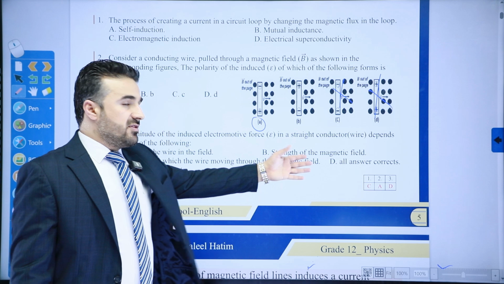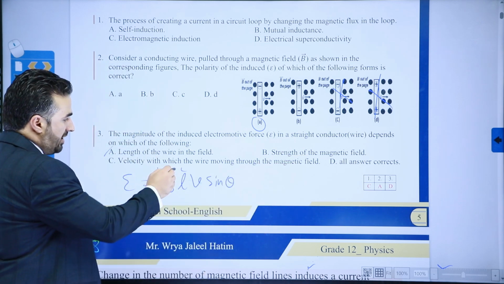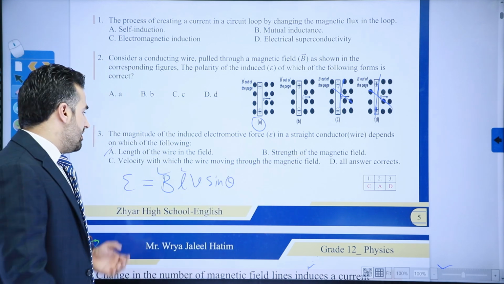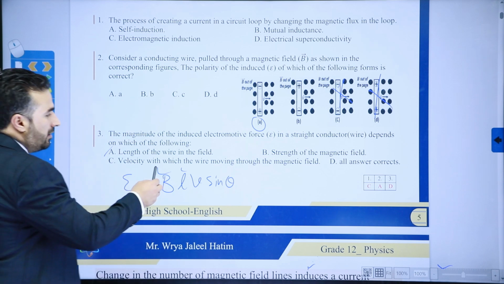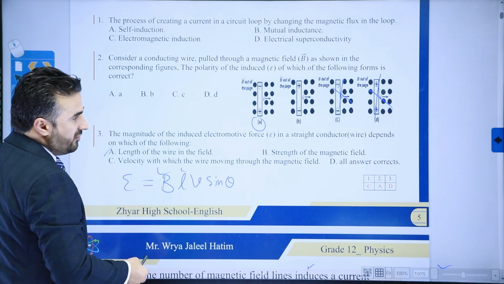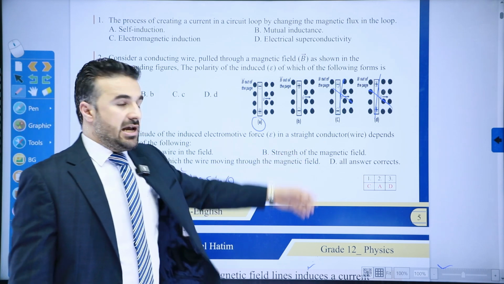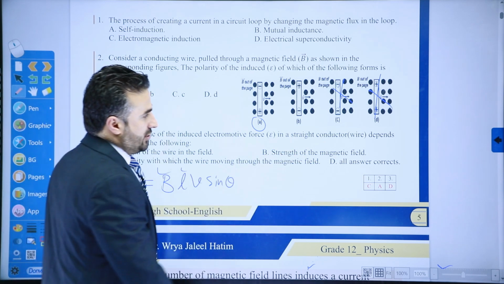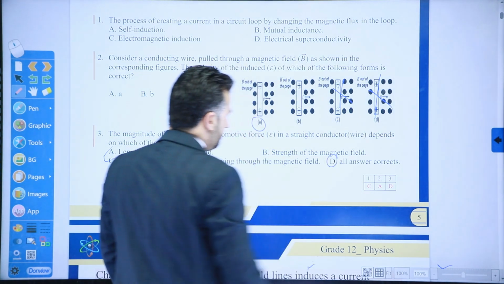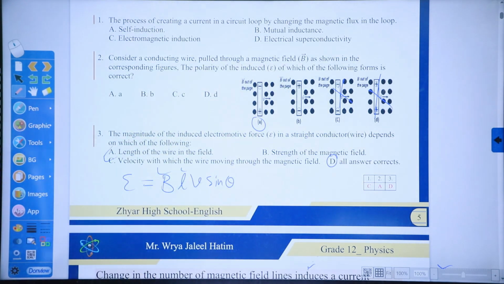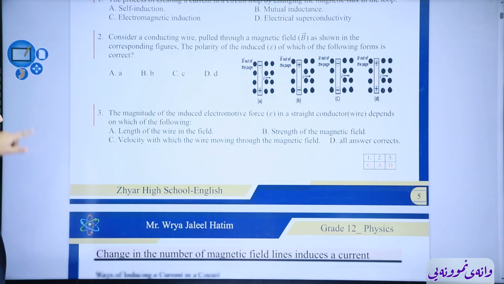It says strength of the magnetic field. So that is also true. It depends on the strength of the magnetic field. And then C says the velocity with which the wire is moving through the magnetic field. That is also correct. So of course now we can say all answers are correct. All right, so that is how you tell whether it is right or wrong.